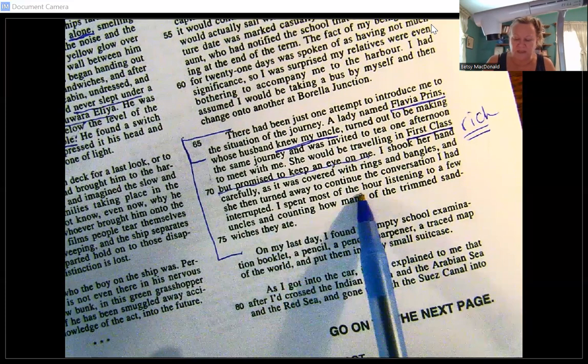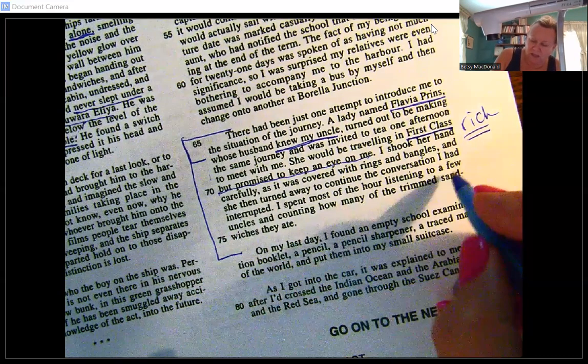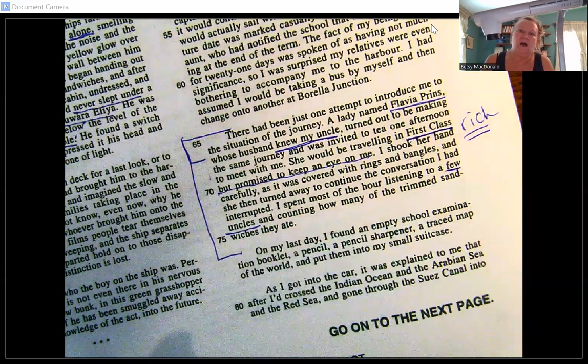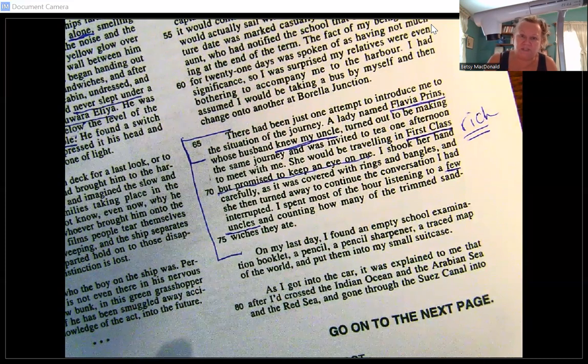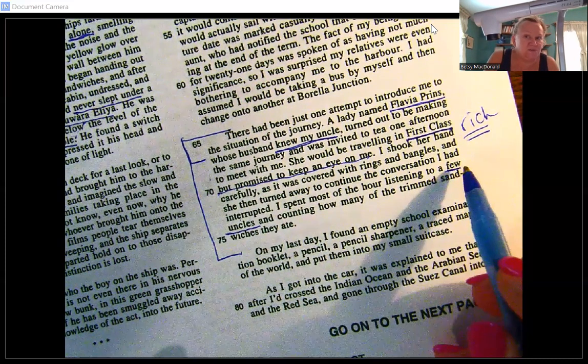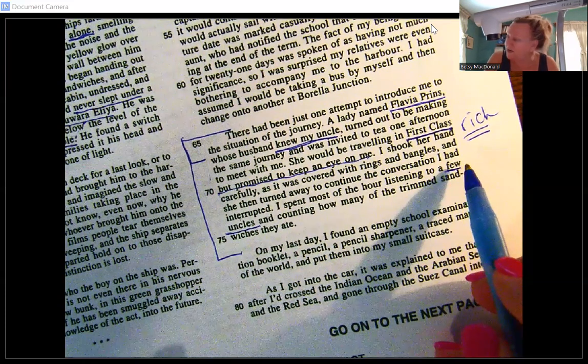I spent most of the hour listening to a few uncles, and counting how many of the trimmed sandwiches they ate. Okay, so maybe, I don't know if it's really uncles or if it's just men that he's calling uncles, because he says a few uncles. Well, if they were his uncles, why didn't his uncles take care of him? Or this was the 1950s.